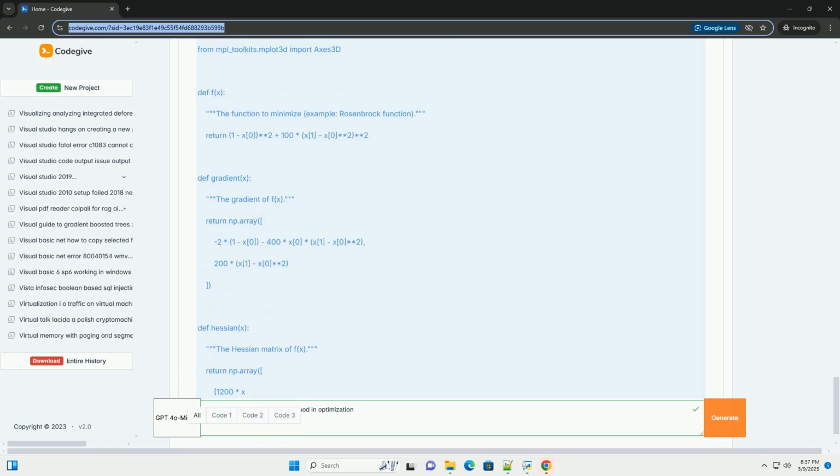gradient(x) calculates the gradient of the Rosenbrock function. Hessian(x) calculates the Hessian matrix of the Rosenbrock function. Newton_method_2D(x0, tolerance, max_iterations) is the Newton's method implementation. Crucially, it now uses NumPy for vector/matrix operations.